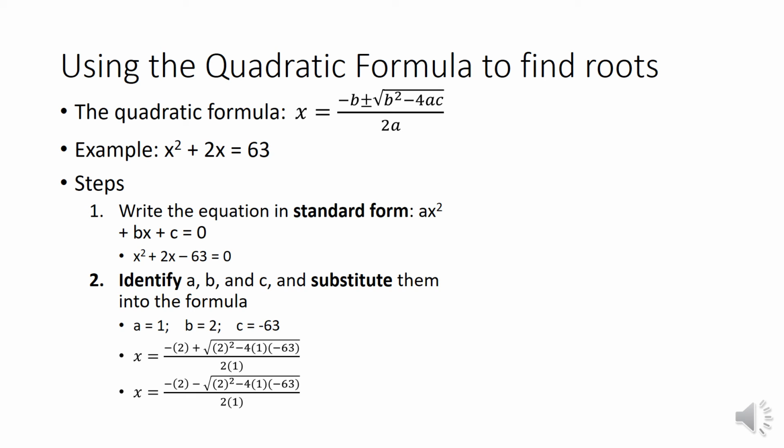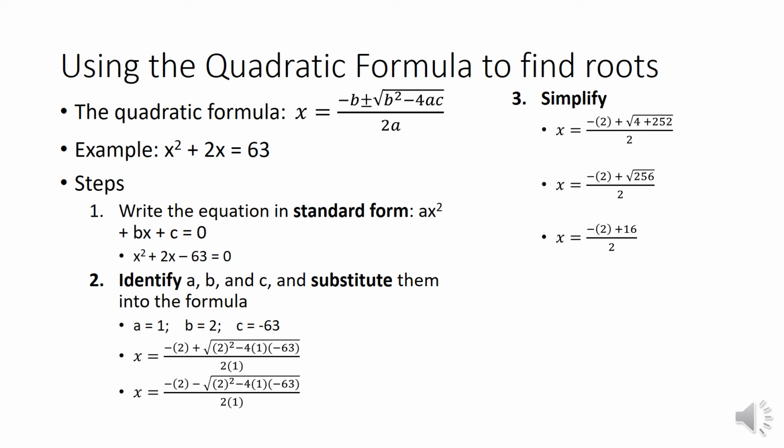All right, so we've identified A, B, and C, and we've substituted them into our formula. So step 3 is just going to be to simplify. So I'm going to simplify each of the forms in turn. So let's start where we're using the plus sign instead of the minus sign. All right, so we can simplify the radical to containing 4 plus 252, which is just 256. So we know that x is going to be equal to negative 2 plus the square root of 256, all of that divided by 2. Now the square root of 256 is just going to be 16.